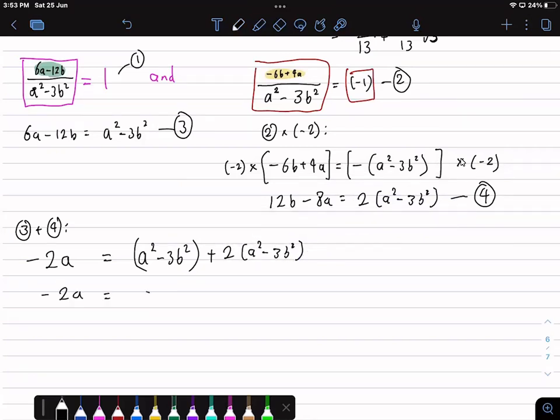Simplify. a square minus 3b square plus 2a square minus 6b square. I'll get 3a square minus 9b square equals minus 2a. Wow, that is still quite difficult to solve. Let me think. Oh, this is difficult.